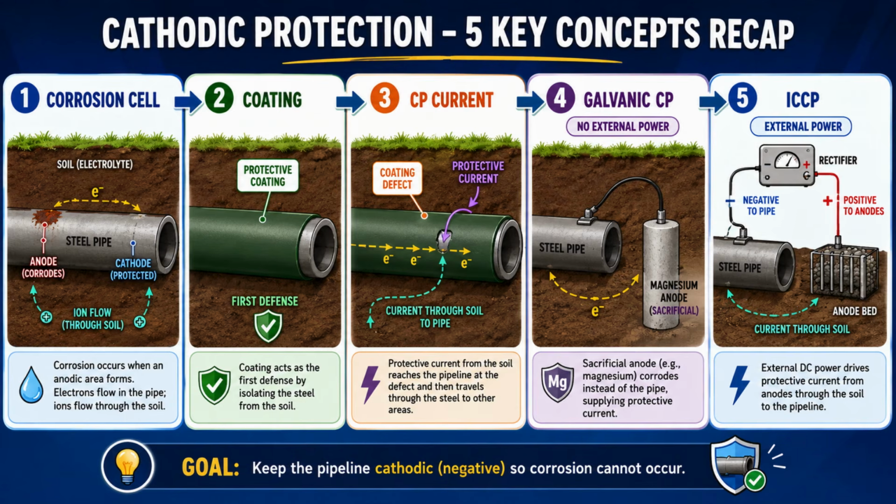There are two main types of cathodic protection. Galvanic systems use sacrificial anodes like magnesium, zinc, or aluminum. ICCP systems use a rectifier and impressed current anodes. Galvanic systems are simple and do not need external power. ICCP systems are adjustable and can protect larger structures. Both systems use the same core idea: control the corrosion cell and protect the steel.